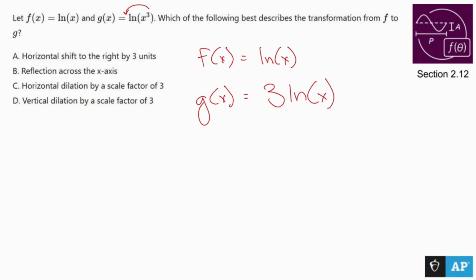And when you multiply a function by a number, it is a vertical dilation of whatever scale factor this number is. So g(x) is a vertical dilation by a scale factor of 3. Tricky.